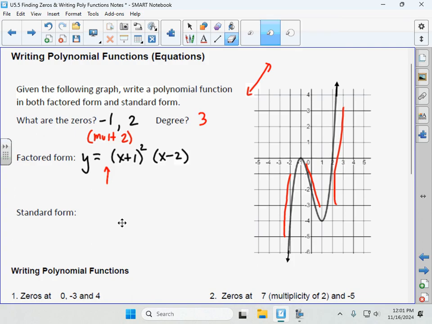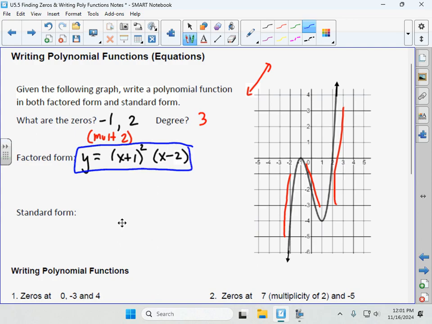Now we want to write this in standard form. That means we're going to multiply this out, and this is from Unit 3 when we multiplied binomials together. Here is the factored form. To turn this into standard form, I'm going to write this out twice, and then the x minus 2. Now we take two of them and multiply them together. You can use the box method, double distribute, or FOIL, whichever method you want to use.